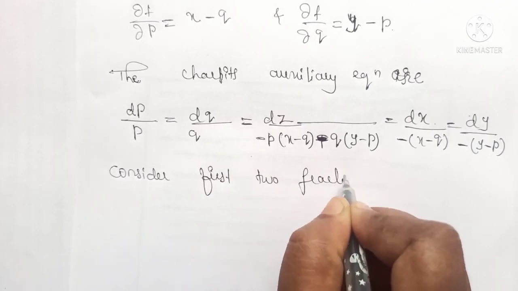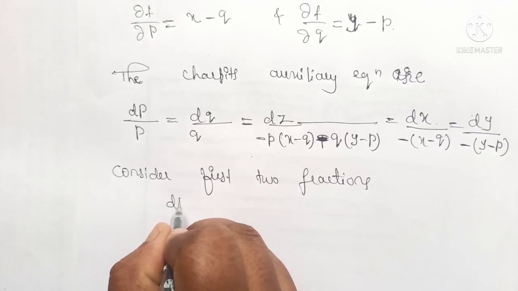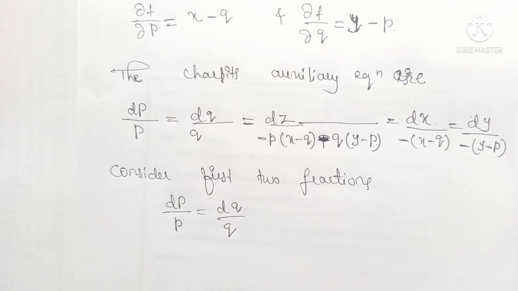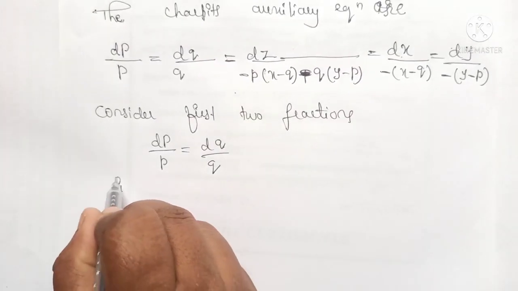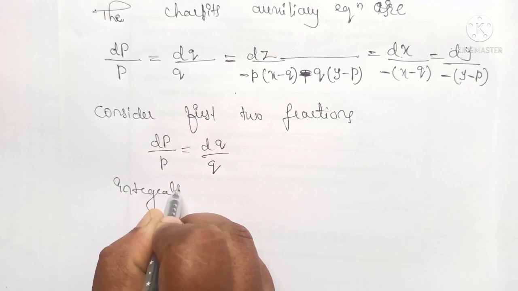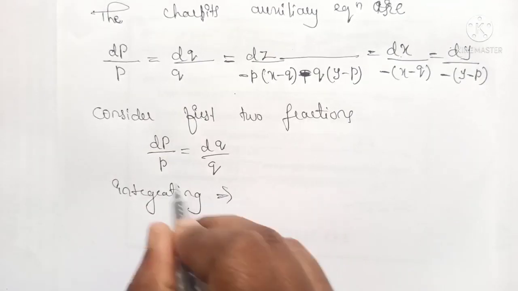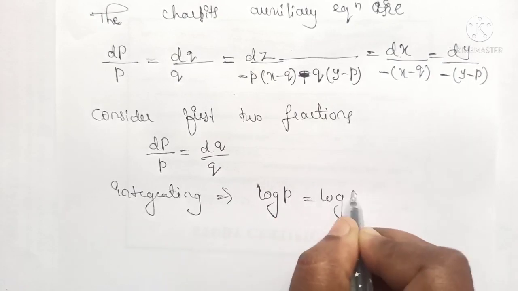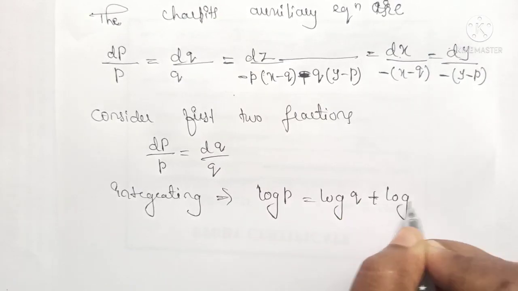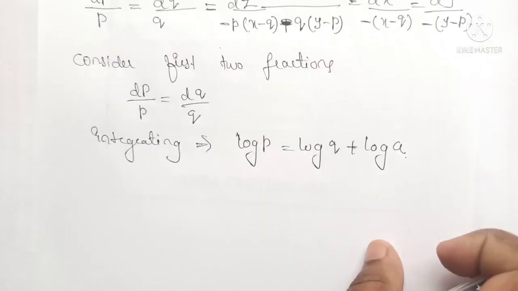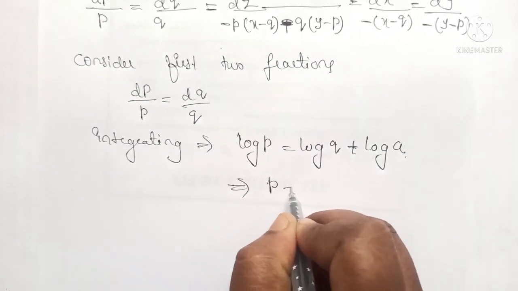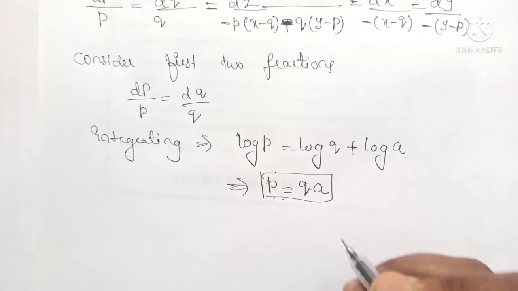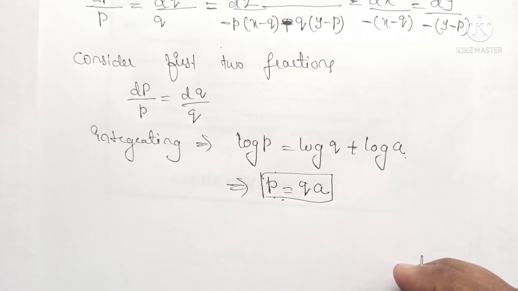We get dp divided by p equals dq divided by q. So on simply integrating, we get log p is equal to log q plus log a. We use the integration constant as log a. So further simplifying, we get p is equal to a q, using the formula log m plus log n equals log mn.